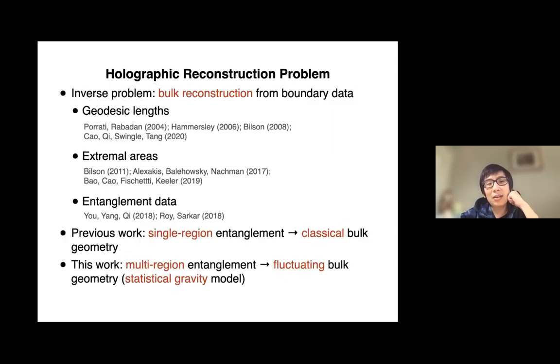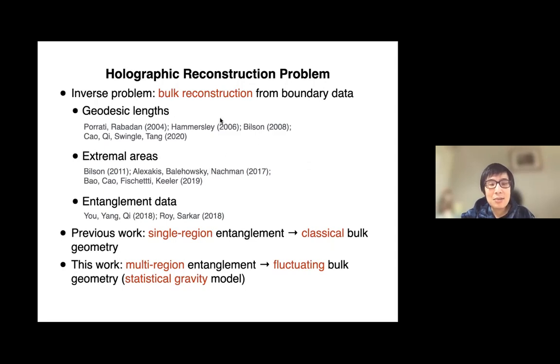Given this kind of connection, there is a lot of work trying to understand the inverse problem. The inverse problem is the bulk reconstruction problem. Entanglement has this geometric interpretation in the holographic bulk, but maybe we can start from the boundary data about entanglement and try to reconstruct the bulk geometry, or even the bulk gravity theory, hopefully. There have been many approaches discussed very recently.